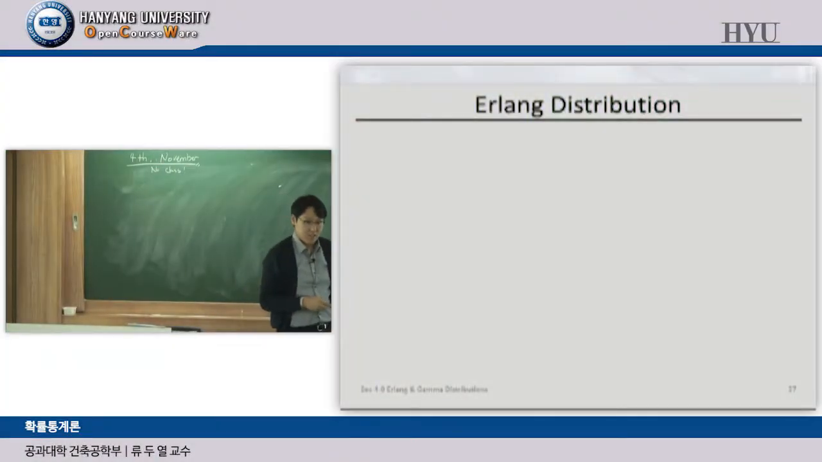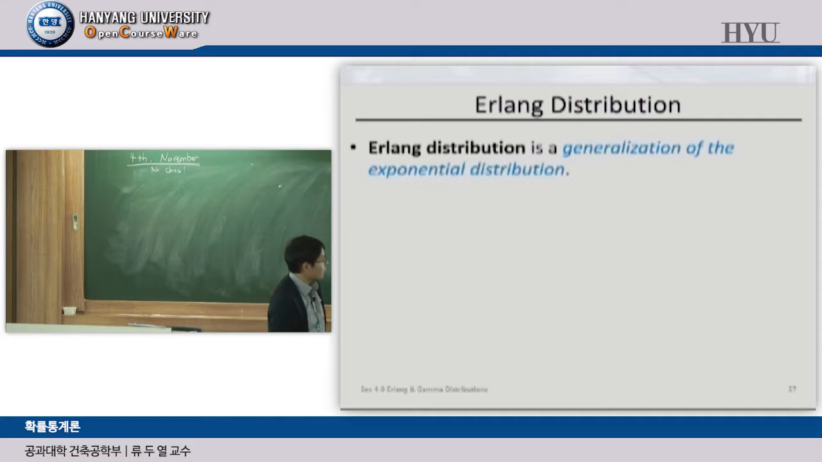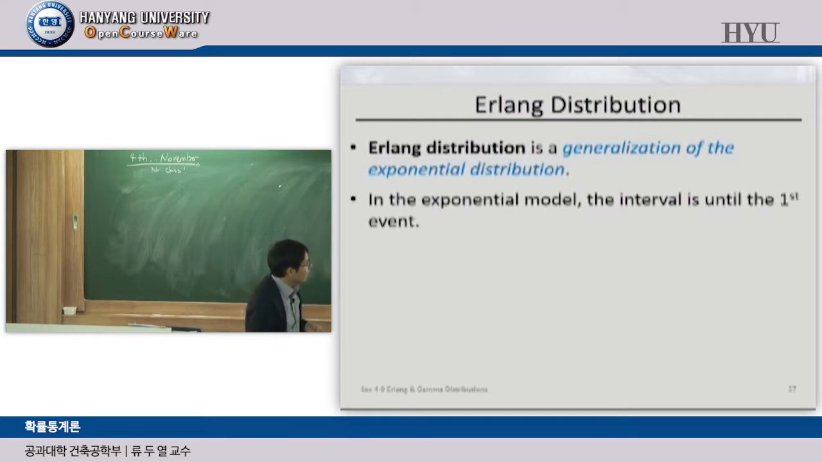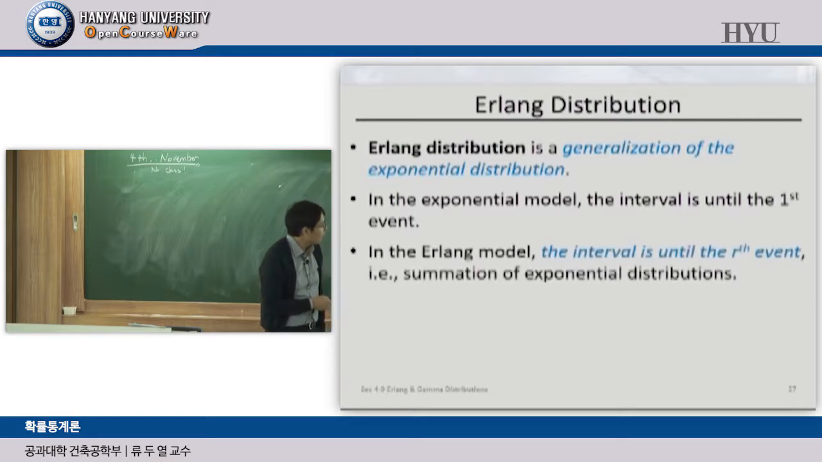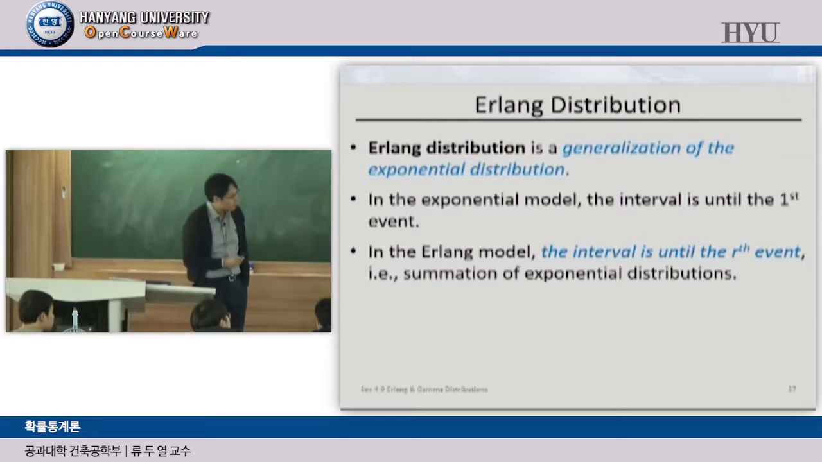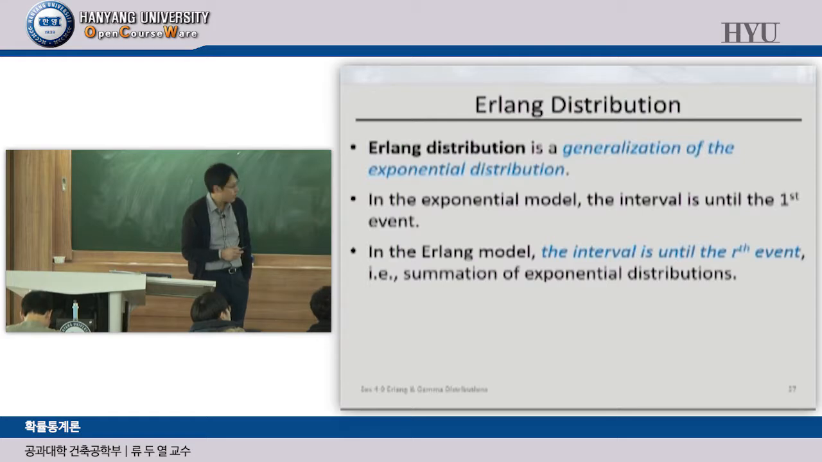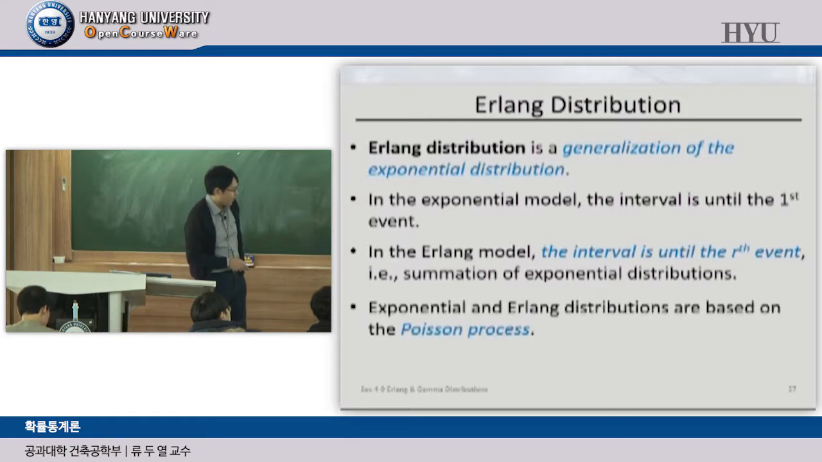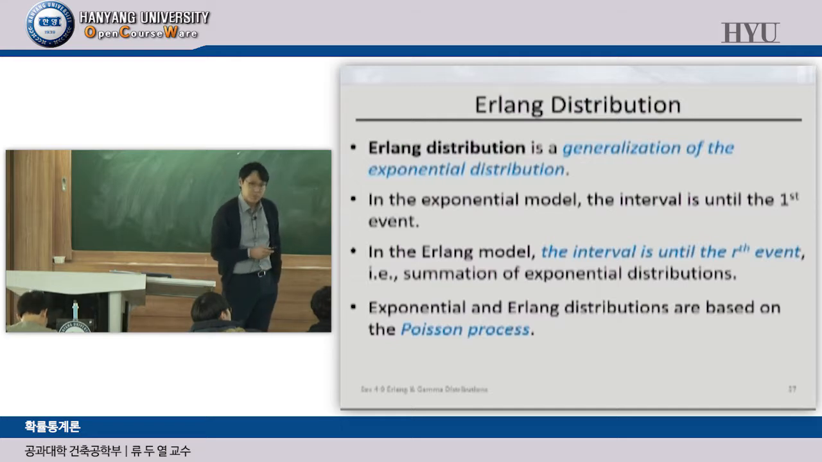We are going to learn about the Erlang distribution. The Erlang distribution is a generalization of the exponential distribution. In the exponential model, the interval is determined until the first event is generated, do you remember that? But in the case of the Erlang distribution, we have to find out the interval until the rth event occurs. So this is the summation of exponential distributions. The exponential and the Erlang distributions are based on the Poisson process.